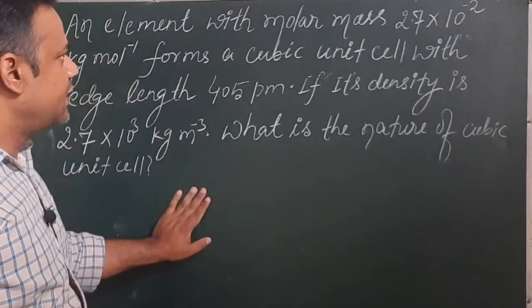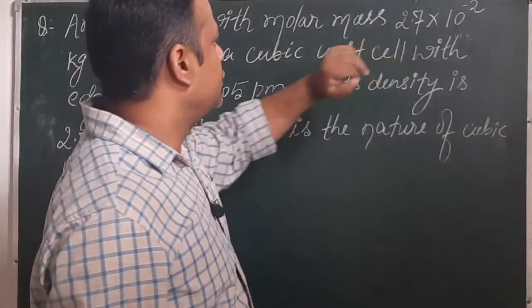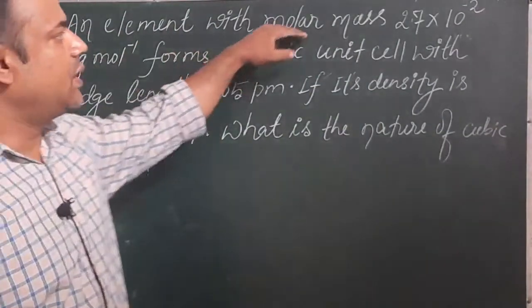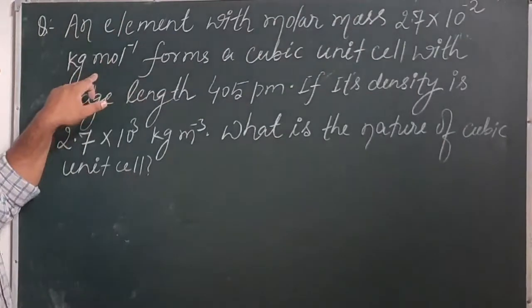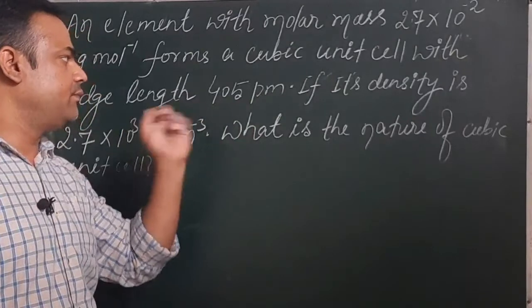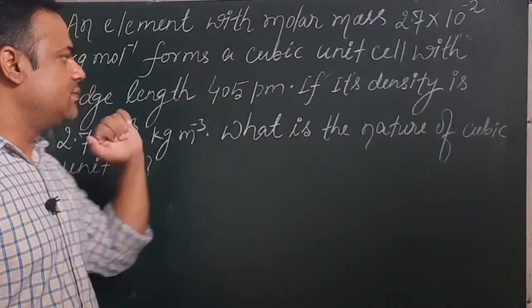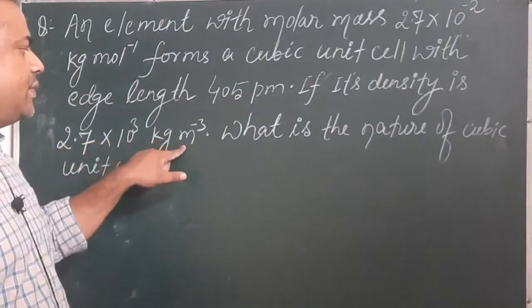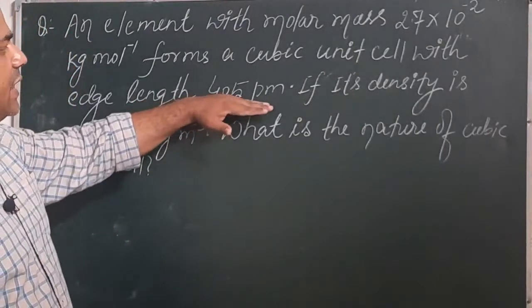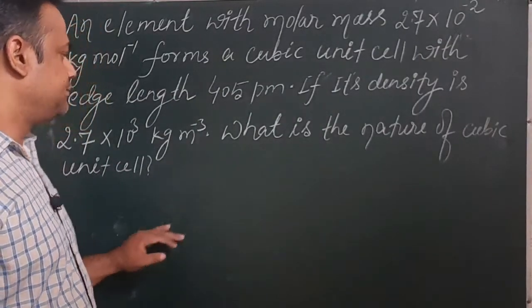But the important thing that we should care about in this question is that all the values are given in different units. You can see here molar mass is given in kilogram per mole, that's right, SI system. But if we see the edge length, it is given 405 picometer. This is not SI system, so we have to convert this into meter. Now density is given in kilogram per meter cube. This is in SI system, so it's fine. So the most important thing is that we have to convert this edge length into the SI system of measurement, which is meter.